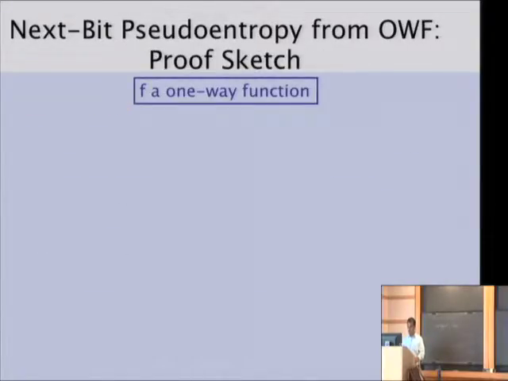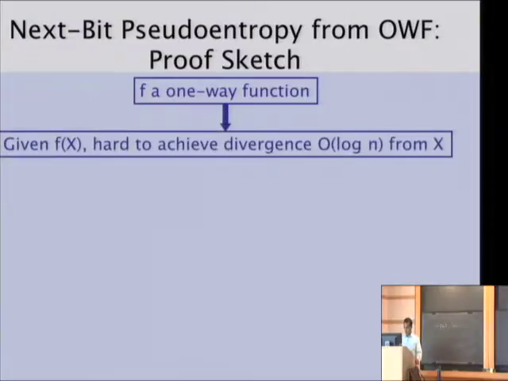Okay, so now maybe let's see how it implies next bit pseudoentropy from a one-way function. So we have a one-way function. What? You would rather I give the proof of the characterization? I don't think we'll have time, nor do I have slides on that, but that's something for offline.